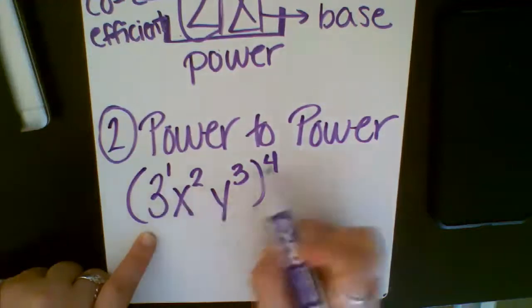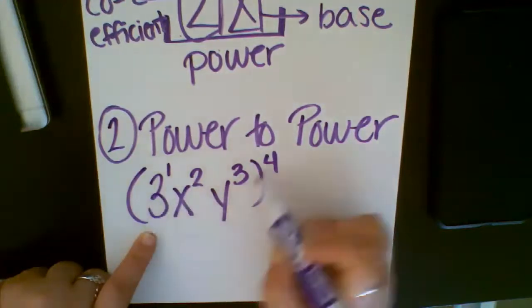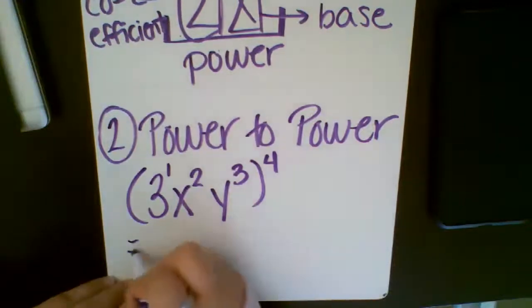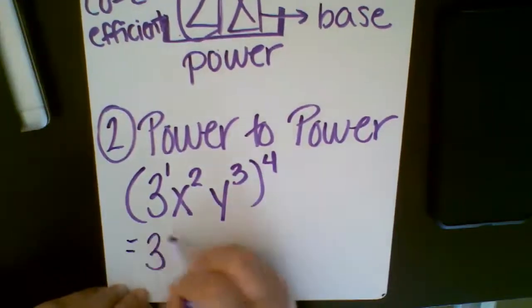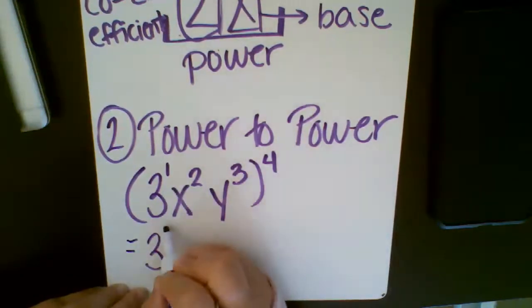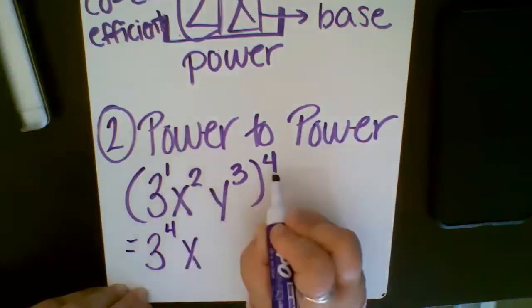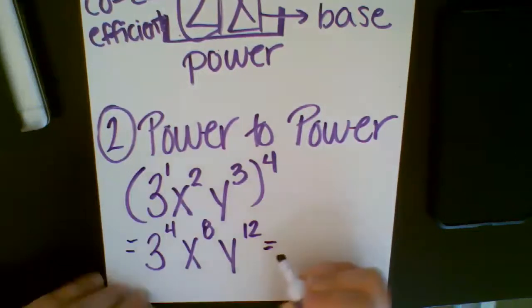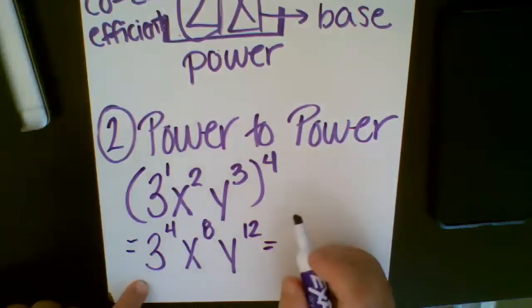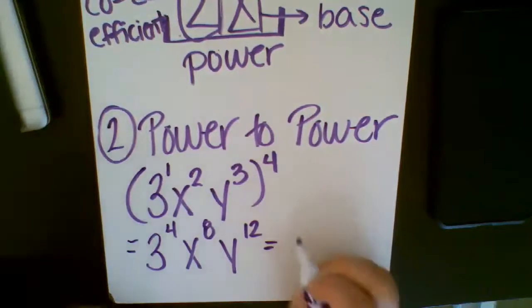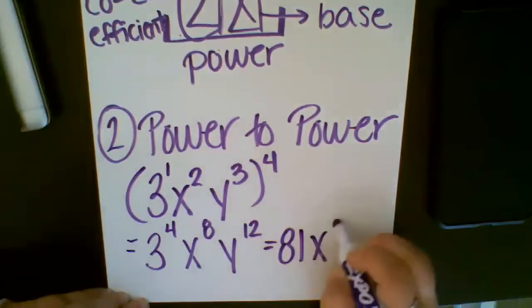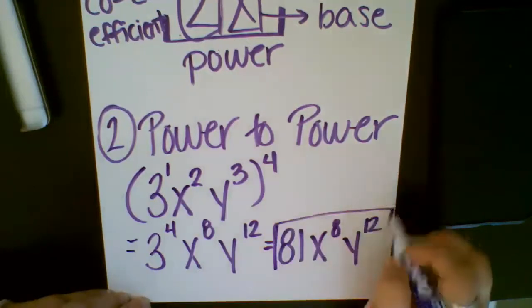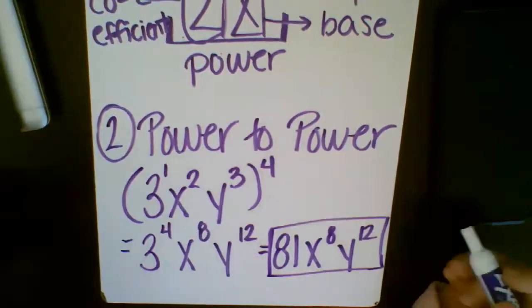Now we're going to raise each of these powers, because we have 3 powers here, to the exponent. We're going to do it by that power to power rule where we multiply. So we get 3 to the 4th, x to the 8th, and y to the 12th. The only thing we can do is simplify 3 to the 4th. 3 to the 4th is 3 times 3 times 3 times 3. In your calculators, that's 81. Any questions on powers to powers or the zero rule?